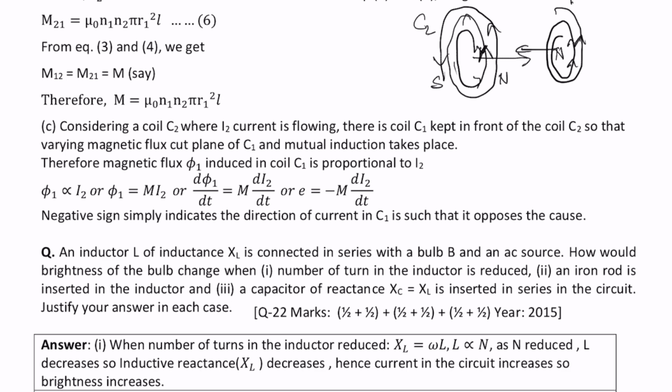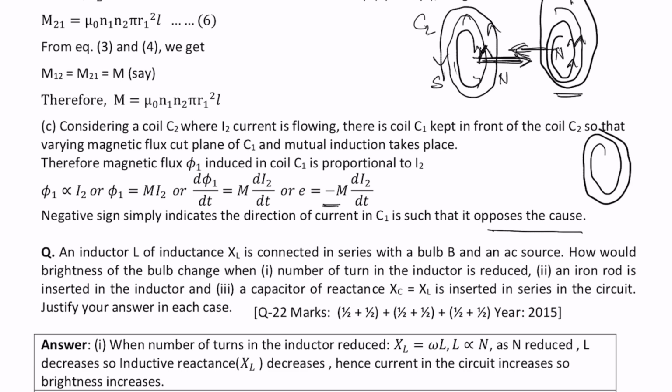So this produced EMF is such so as to oppose the very cause due to which it is produced. Means this EMF induced in C1 is because of the varying magnetic lines of force from C2, and this side of C1 is faced by the north pole of C2, that is why north pole will be produced here, correct? So that is why the EMF is induced so as to oppose the very cause due to which it is produced. So that is why this negative sign, correct? It opposes the cause. Similarly, we could have produced current.